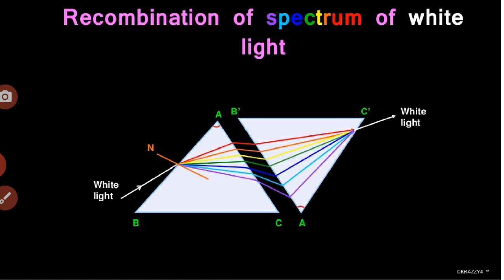He then placed a second identical prism in an inverted position with respect to the first prism, as shown in the figure. This allowed all the colors of the spectrum to pass through the second prism. He found a beam of white light emerging from the other side of the second prism. This observation gave Newton the idea that sunlight is made up of 7 colors. Any light that gives a spectrum similar to sunlight is often referred to as white light.